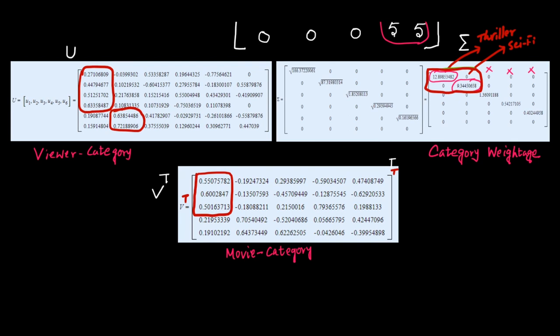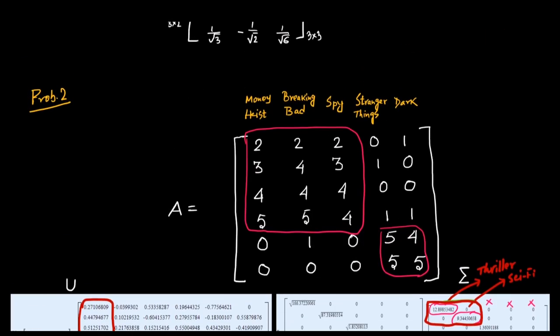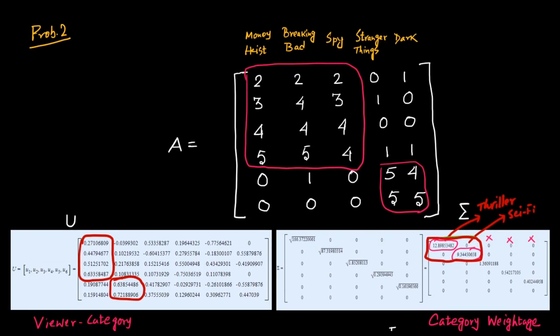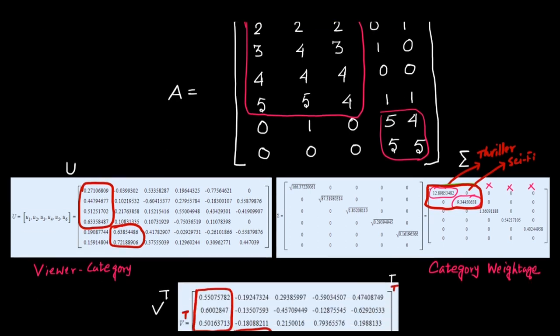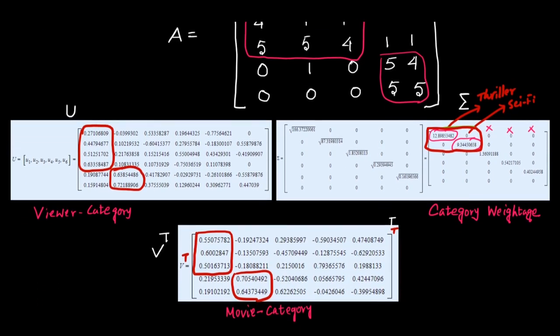And if you scan the second column, that means the second row of your V transpose, you can see the weightage here is much higher than the weightage of the other three values. So I can say that the fourth and the fifth movie, or the last two movies, are much related to the category sci-fi than the other three movies. So now if we go back to the matrix, we can see everything we have got as an analysis is happening here. The first three movies, as we all know, Money Heist, Breaking Bad, and Spy, they are thriller movies. Stranger Things and Dark are the sci-fi movies, which we have seen, and the same result is being reflected in V transpose, that is the movie to category matrix.